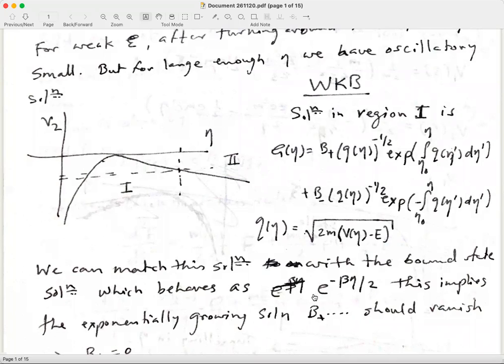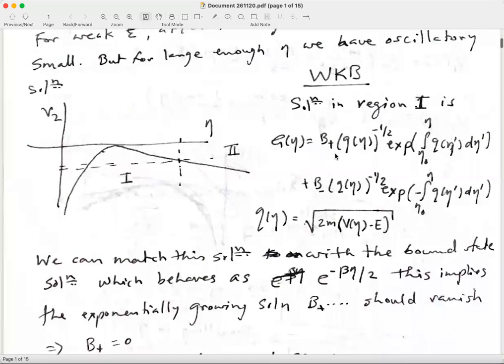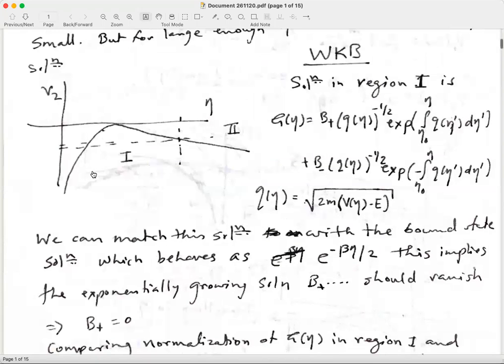So clearly, given that the wave function from the bound state problem is exponentially decaying, the only way you could match that wave function with g of eta is if b minus is kept non-zero and b plus is kept 0. Because if b plus is non-zero, then you are trying to match an exponentially decaying solution with an exponentially growing solution. So simple matching of an exponentially decaying wave function across the boundary of the classically allowed region tells us that b plus should be set to 0.